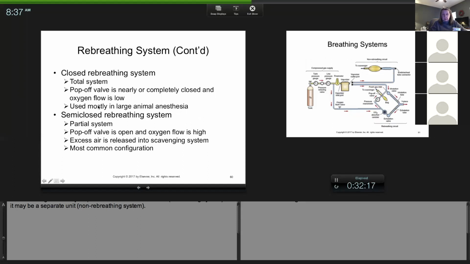This is very rarely used. You guys are going to do what's called a semi-closed rebreathing system, because your pop-off valve is open, but you can close it at times. So that's why it's called semi-closed. I literally don't leave it semi-closed. It's either all the way open or it's all the way closed. It should always be in the open position. The only time that you close that pop-off valve is when you go to give them a breath. Other than that, it should be open.